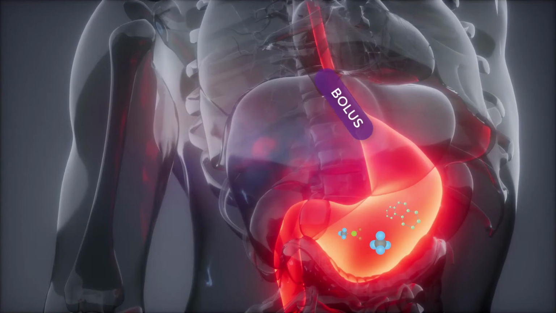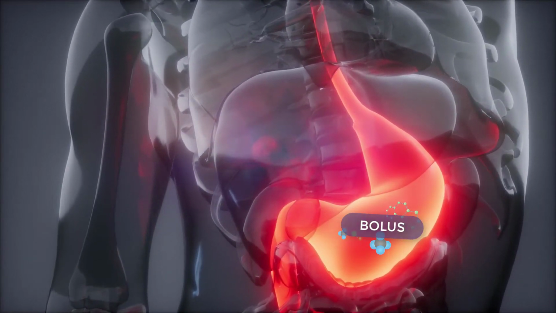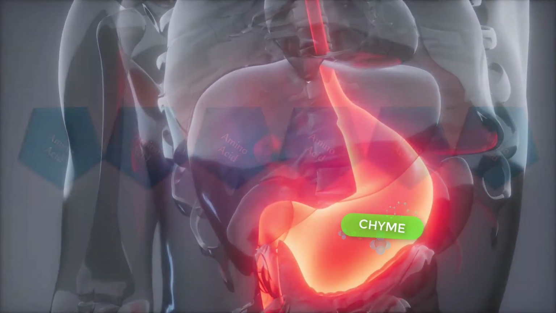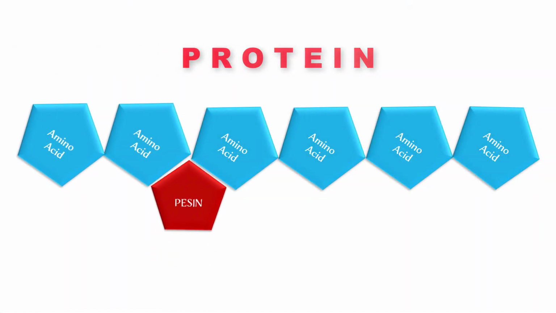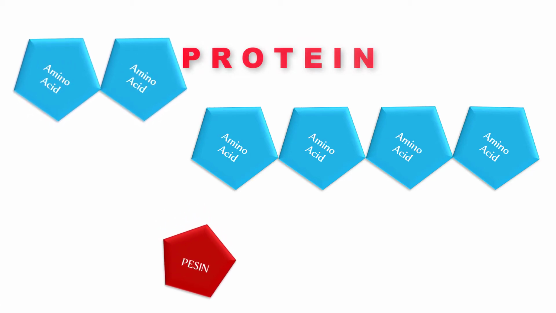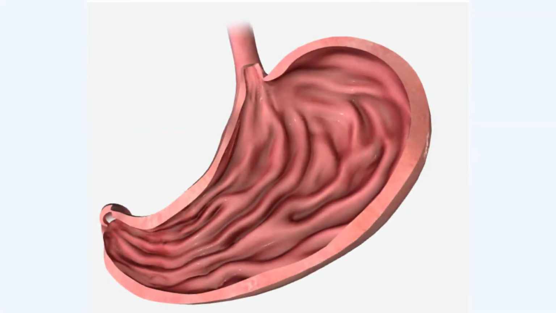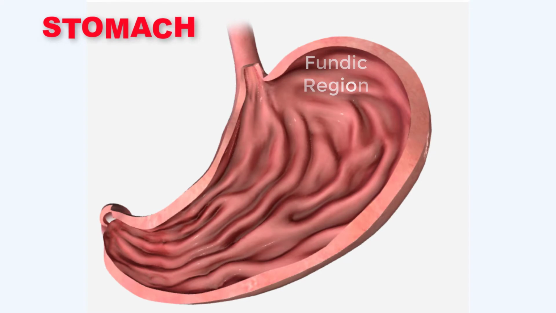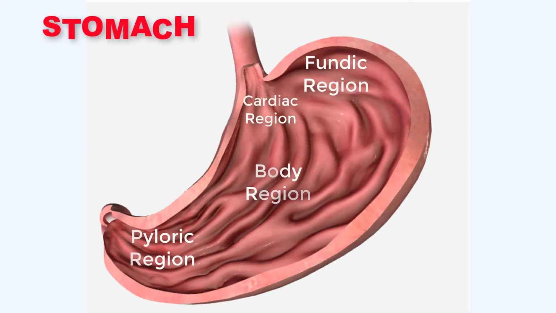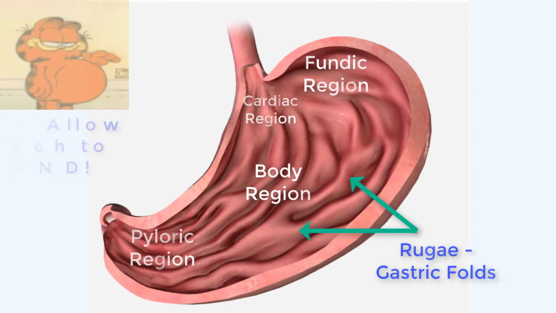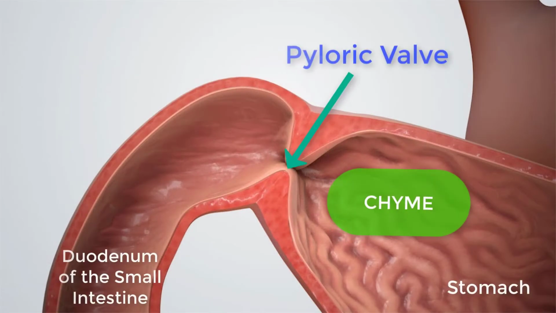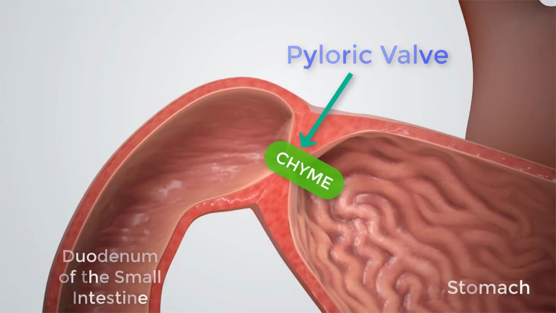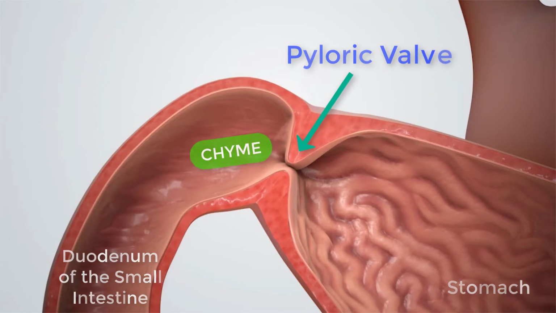Inside the stomach, there are more enzymes that turn this bolus into a substance called chyme. An enzyme called pepsin here breaks down protein to amino acids that the body will need. The stomach has a fundic region, and a body and cardiac regions too. It has a pyloric region and rugae, which allow for expansion on Thanksgiving Day. The pyloric valve is how the chyme will escape and enter the small intestine on its way.